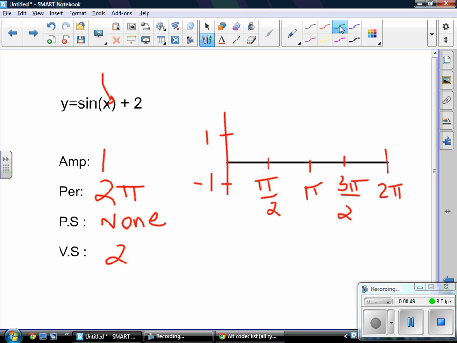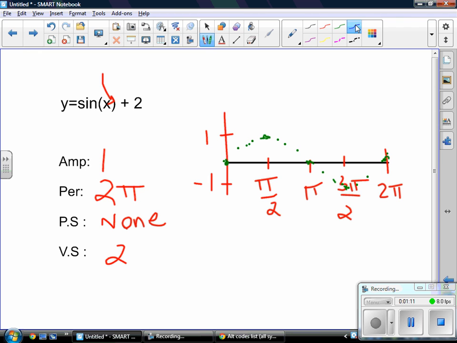So I'm going to draw the regular sine graph first. Okay? I'm going to draw that in green. So normally it starts at 0, 0, then up, 0, down, 0. I'm going to connect that with some dots here. Okay, so we get the idea. That's the normal sine curve. Here's what's going on. We have a vertical shift.